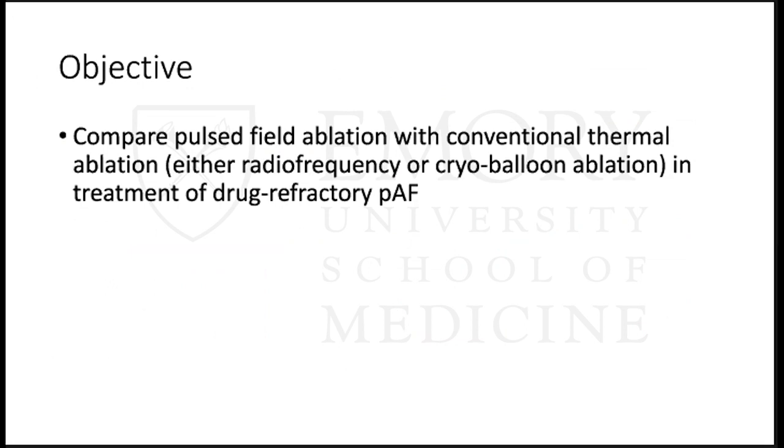There have been prior non-randomized single-center clinical studies that have shown favorable safety and efficacy for pulsed field ablation when used for AFib. So this is the first study that really compares pulsed field ablation with conventional thermal ablation, either radiofrequency or cryoballoon ablation, in the treatment of drug-refractory paroxysmal AFib.